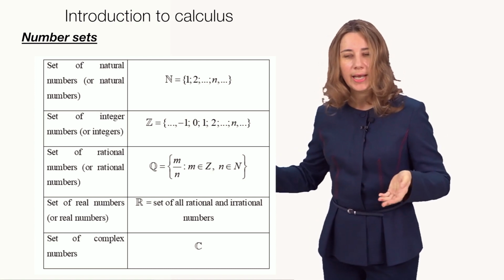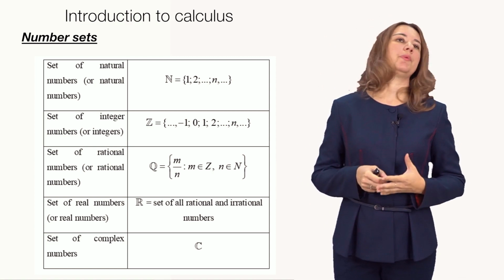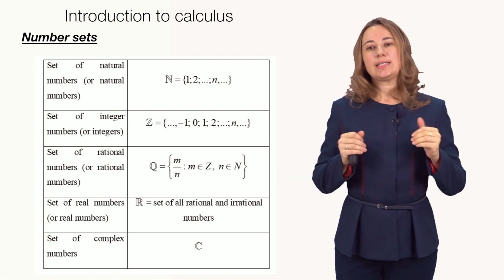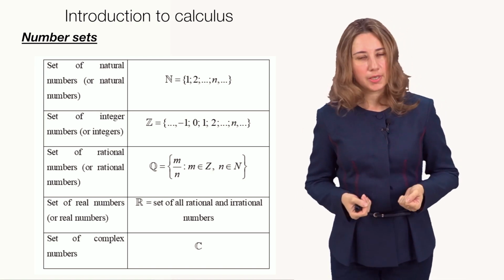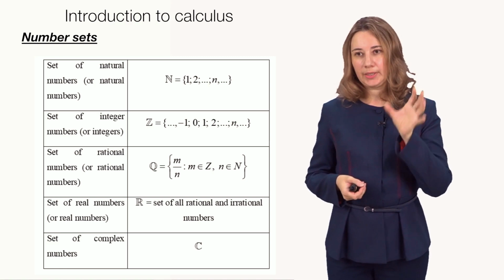0.333, and so on. And finally, I'd like to draw your attention to our new set, the set of complex numbers. This set is denoted by capital letter C.